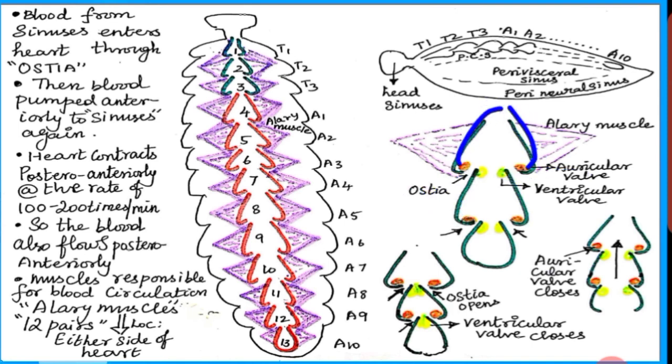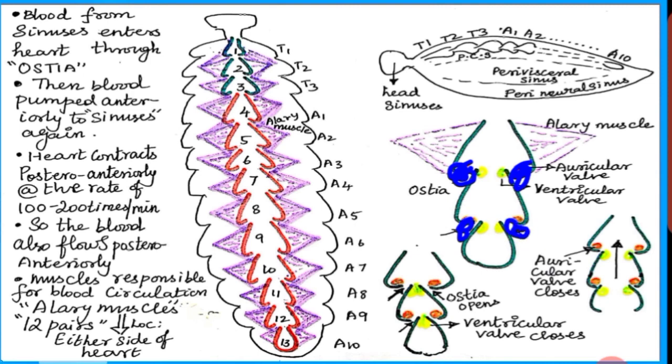This is actually a heart, elongated, muscular and tubular. It has 2 walls. The lower end has the auricular wall, the upper end has the ventricular wall. What will happen when the auricular wall closes? This is the auricular wall. When the auricular wall closes, what will happen?